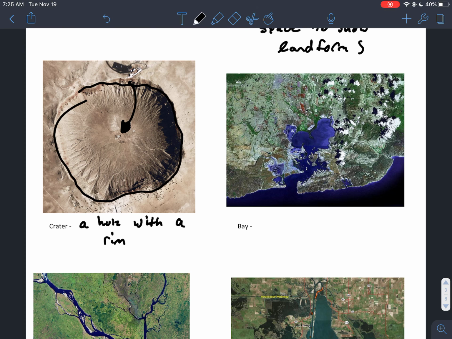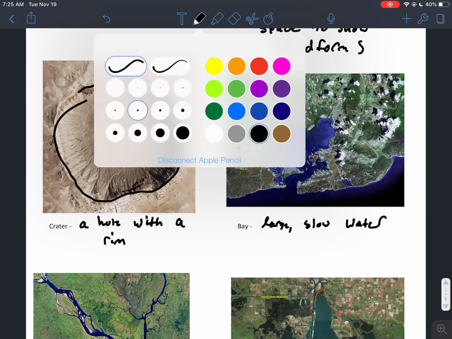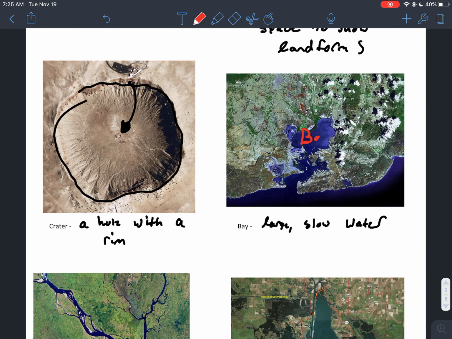Next thing is a bay. For a bay, we are going to write two different things. We're going to write that the bay is large, slow water. I'm going to come in here with my red, and I'm going to hopefully write it so you can see it. Yeah, there's the bay. You guys probably can't write that, and that's okay. But that's the bay right there in the middle.